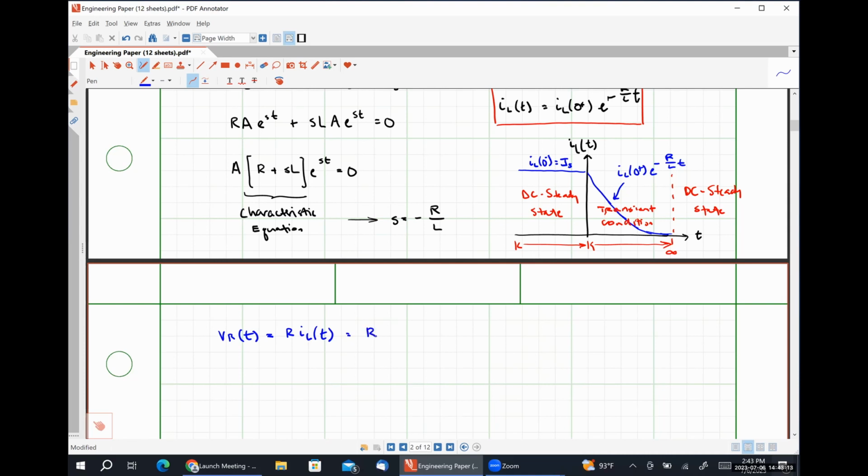which is just going to be R times IL at zero plus e to the negative R over L t, for t greater than or equal to 0 plus, which is where we've found out how our current behaves, right? Well, what does R times IL at 0 plus represent? This is just the voltage drop across the resistor at t equal to 0 plus.